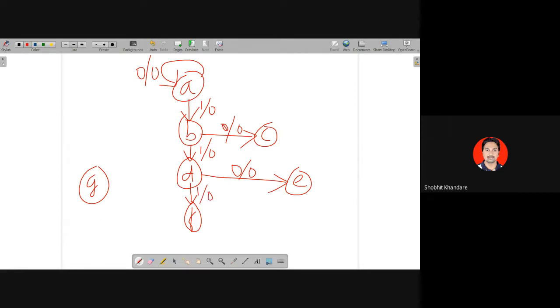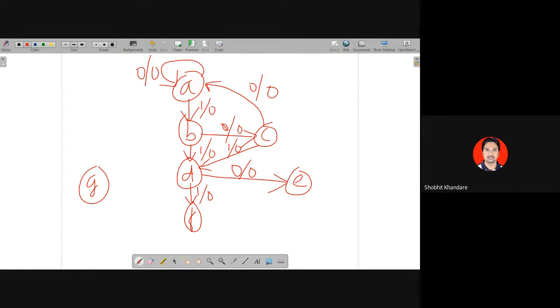Okay. Come to state C. I am in state C. If my input is 0, I go to state A and the output will be 0. I am in state C. I go to state D if my input is 1 and the output will be 0.